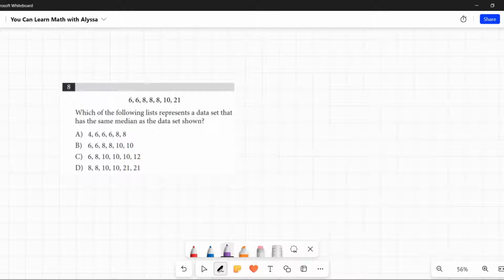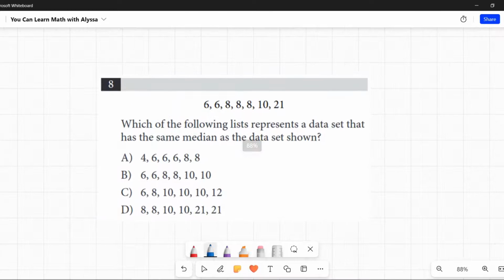Number 8, which of the following lists represents a data set that has the same median as the data set shown? The median in a list of numbers is the number that is right smack dab in the middle. And I don't mean looking at 6 and 21 and saying, what's the number that's in between 6 and 21? What I'm saying is, how many numbers are there? Which number is the middle number, like physically, spatially placed here?